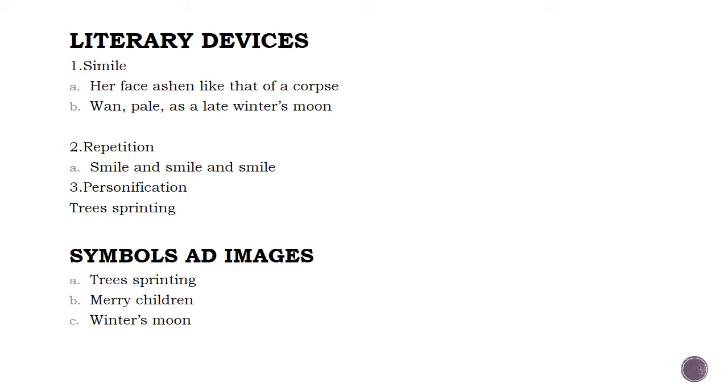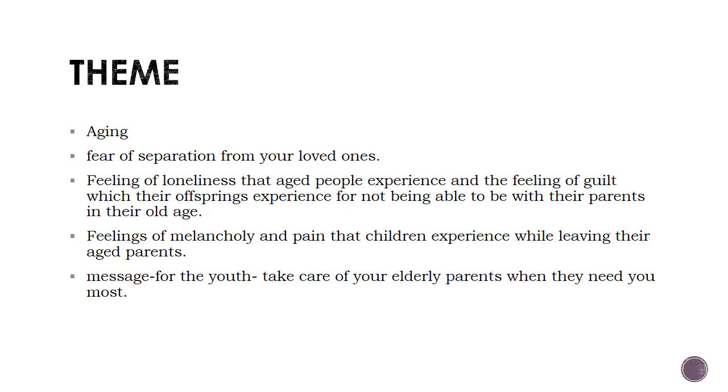Look ahead, there are a few symbols and images: trees sprinting, merry children, and winter's moon. Just the symbols and images. Let's go ahead to the theme of the poem. The first theme is aging.